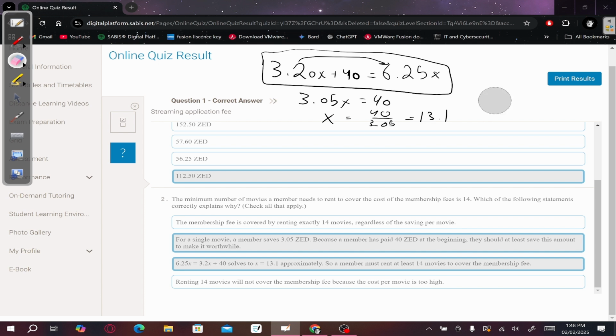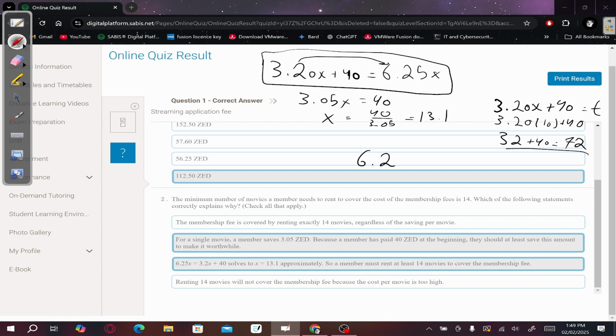So the expression for 10 movies is going to be 3.20x plus 40 as a member, because that's the base membership fee, equals the total cost, right? So 3.20 times 10 plus 40 would give you your total cost for 10 movies. So this would be 32 plus 40 equals 72. Now, this is if you were a member. If you were not a member, it would be 6.25x equals the total cost.